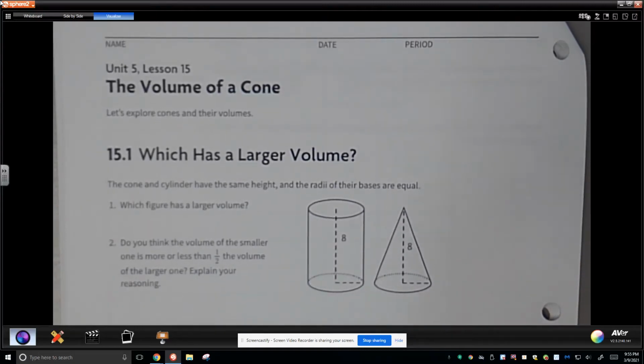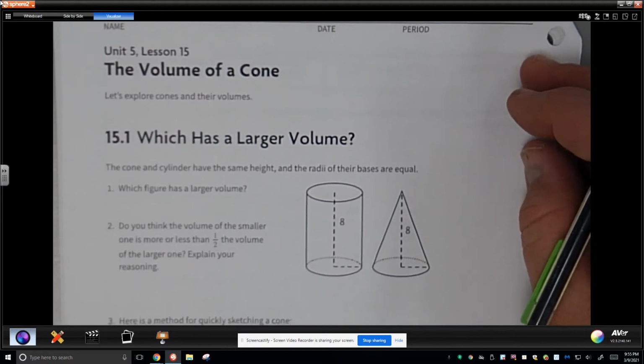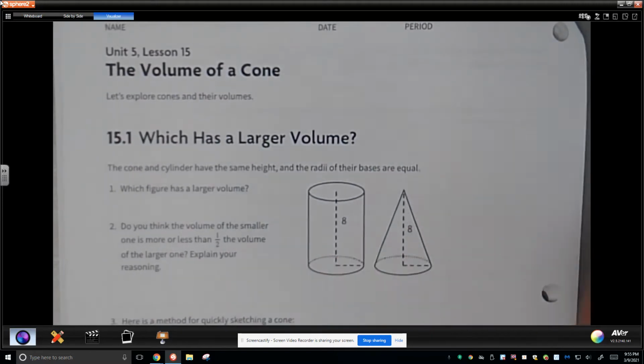Today we're in Unit 5, Lesson 15. We're talking about the volume of a cone. In today's lesson, we're going to learn about how to actually find the volume of a cone. And we're going to do that by actually comparing the cone to a cylinder.